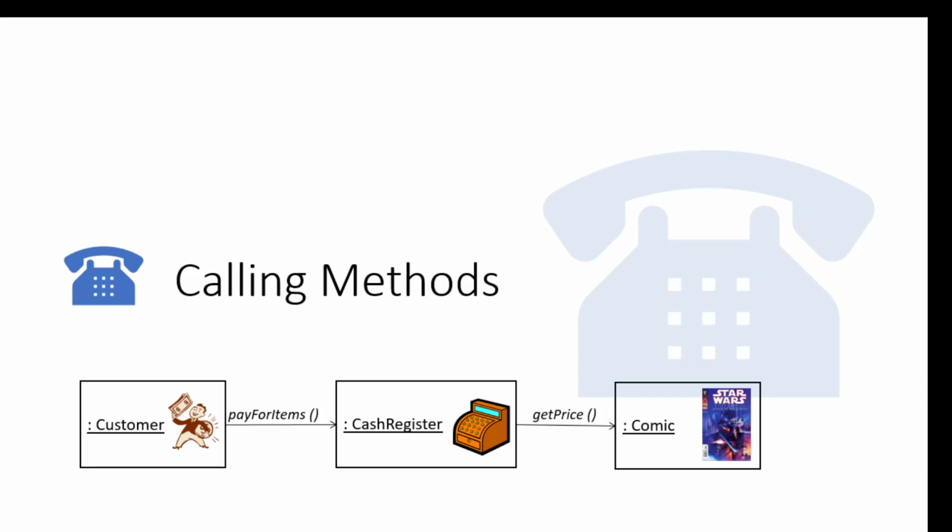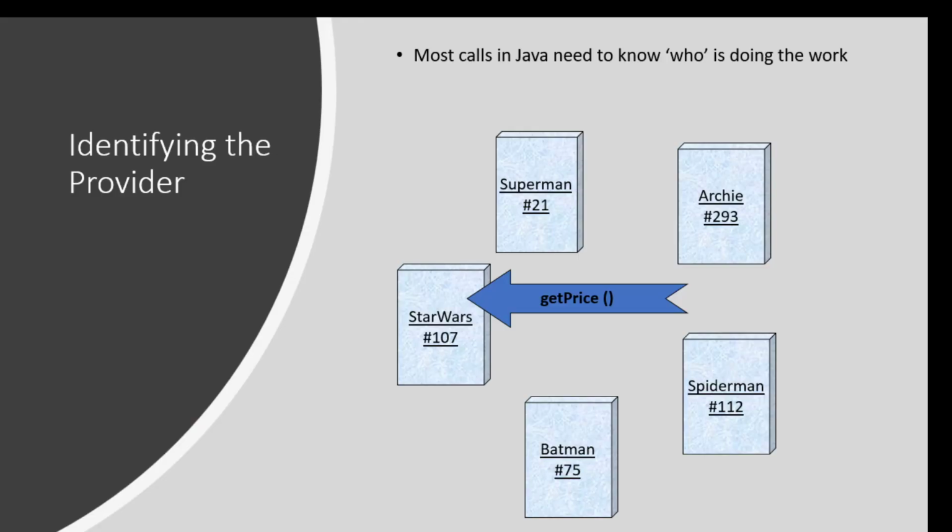So the concept of object orientation is there's always some responsible party who has the information and who encapsulates the behavior that I'm asking for. And so getPrice probably just returns a variable. But payForItems is going to go to each of the things, get the price, total them up, figure out the sales tax, and so on and so forth. So let's see that in action.